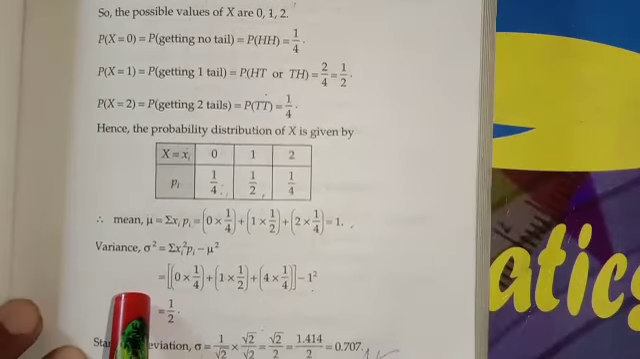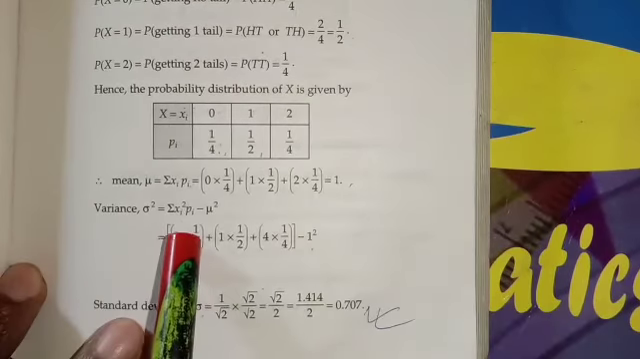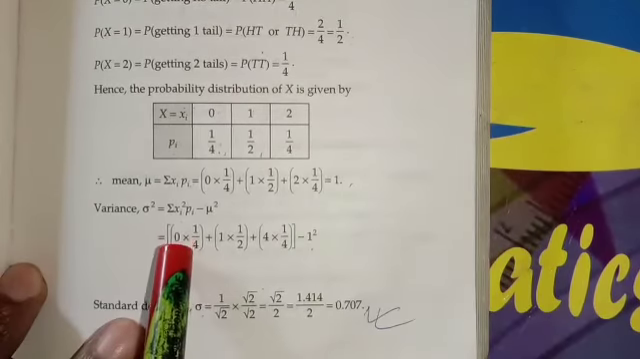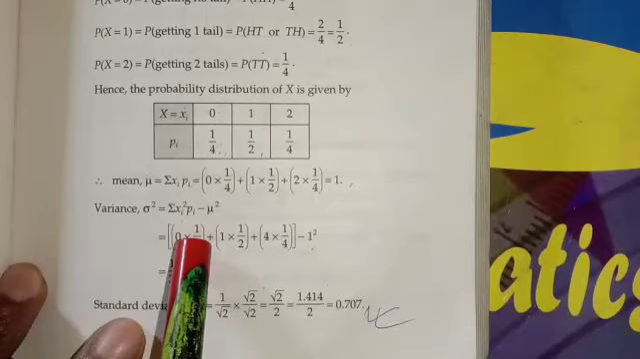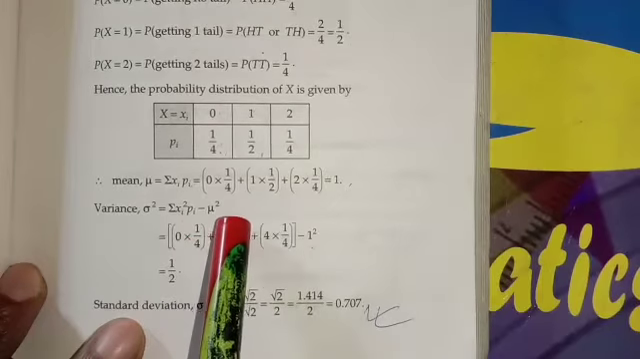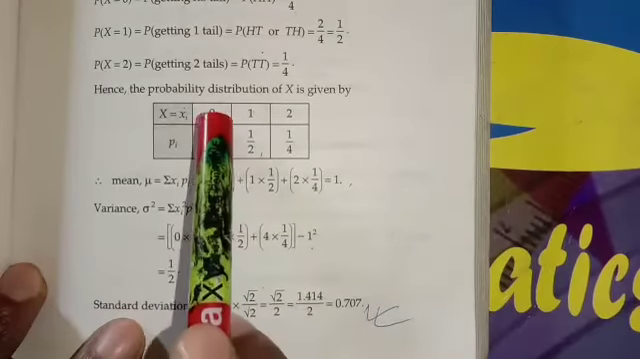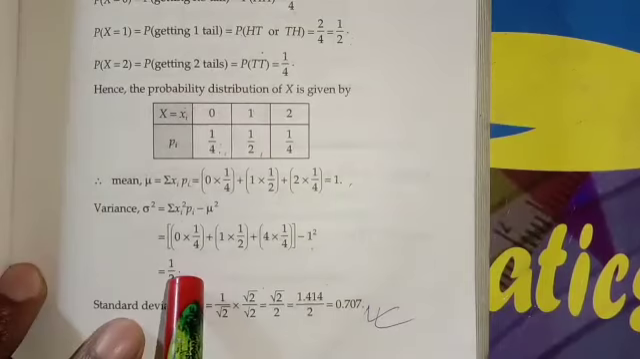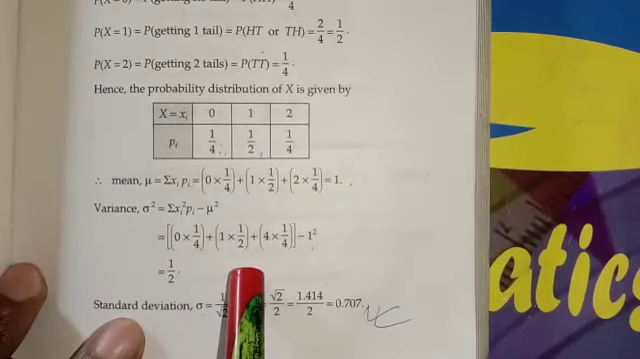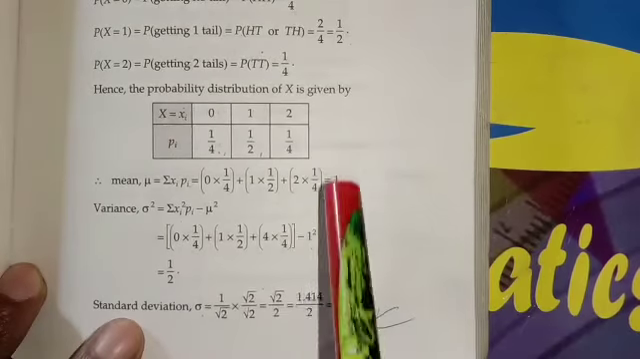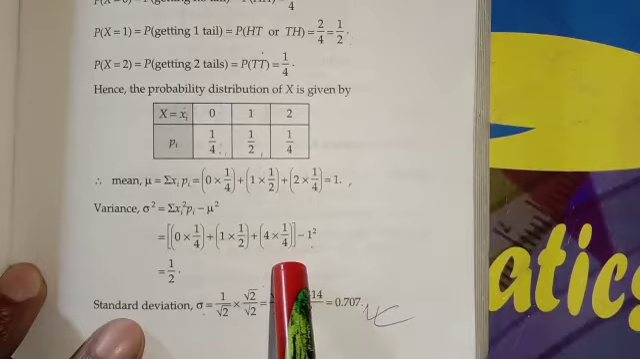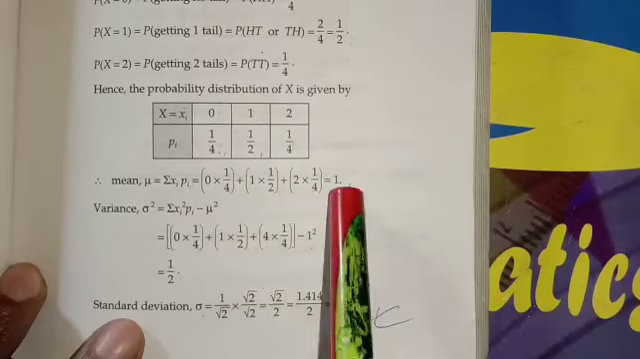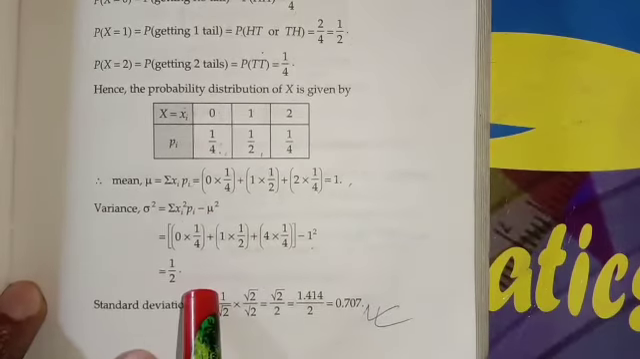Now variance is equal to sigma square, that is summation xi square pi minus mu square. Mu means mean, whole square. xi square means 0 square into 1 by 4, 1 square into 1 by 2, 2 square means 4 into 1 by 4. Minus mean, equal to how much? 1 whole square. In this way you are getting 1 by 2.